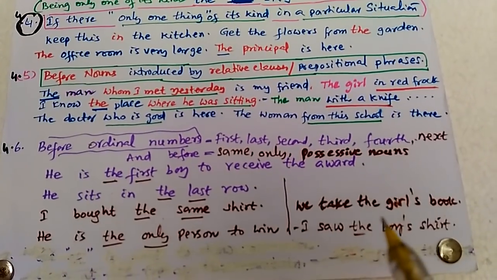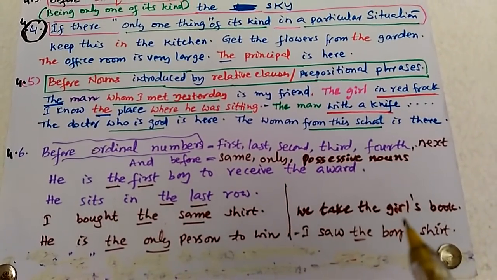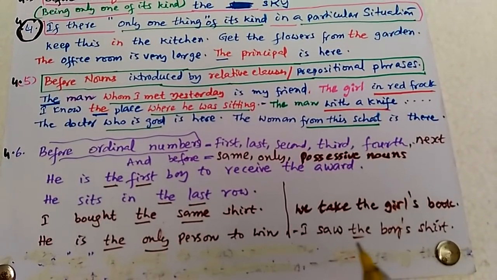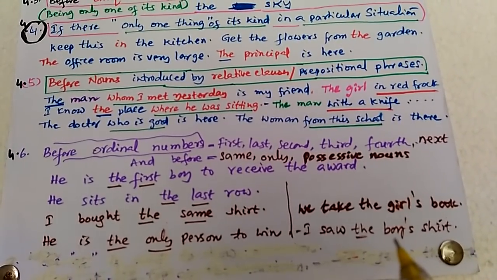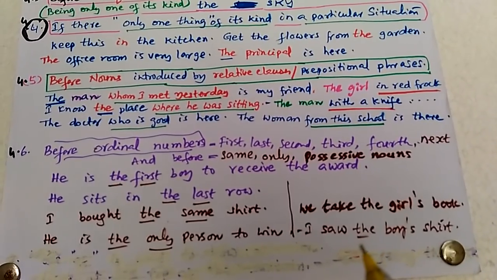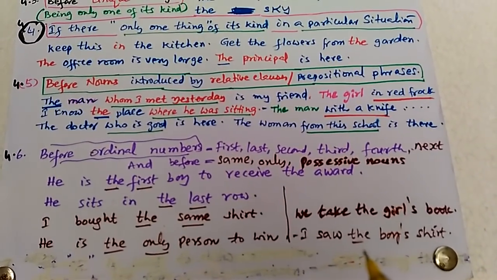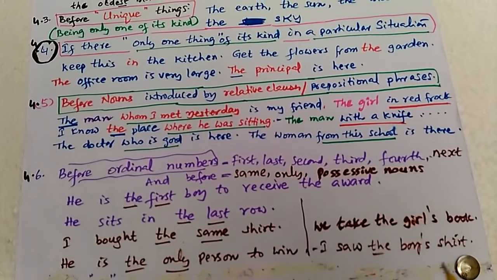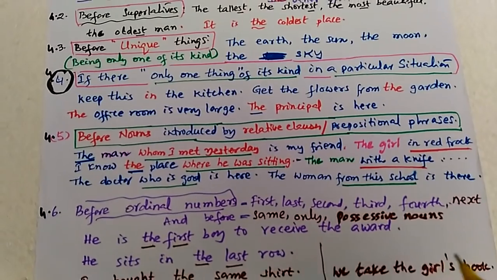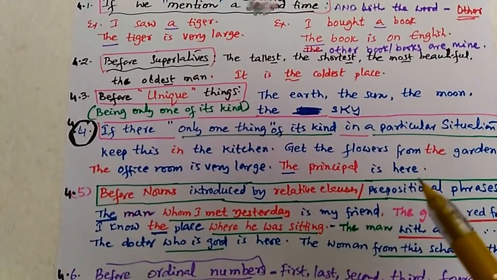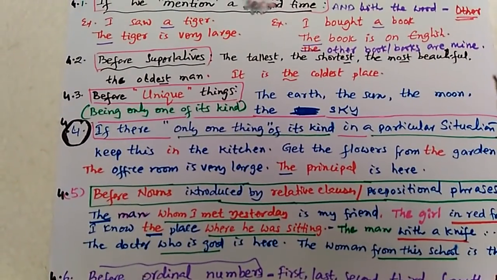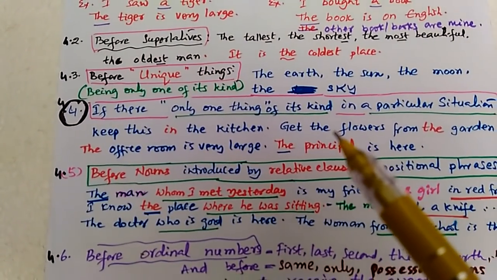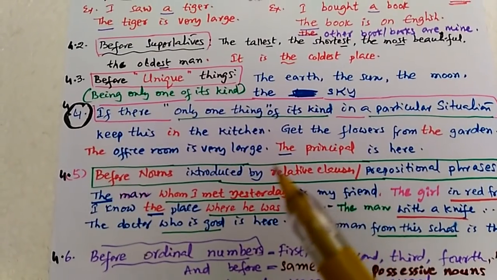And we take the girl's book. The possessive noun is there, and before that we have to write the. And I saw the boy's shirt. Before this possessive noun we have to write the article the. In this way, for particularity or specificity, the can only be used. In this regard, some clues will be helpful for us for identifying the particularity and specificity of the noun.